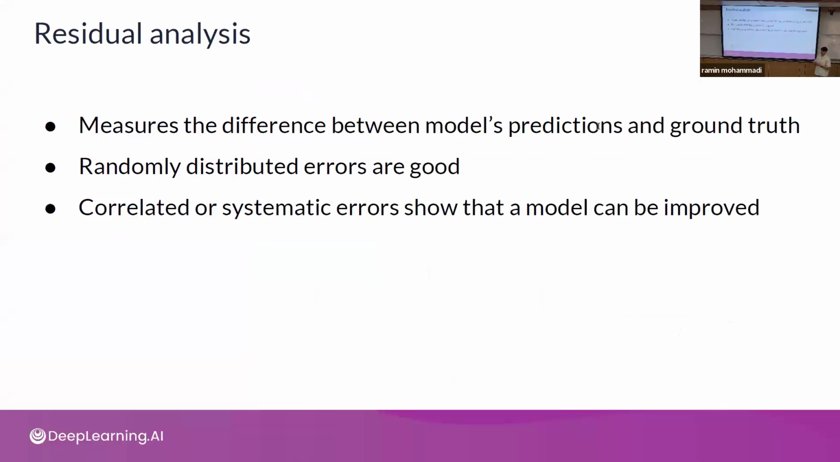The other thing we're going to talk about is residual analysis. Residual analysis is basically focusing on your model's predictions and the errors that the model has. Okay, so the first thing about error is, again, randomly distributed error is a good sign. If you're looking at the error of your model and it's just random, it's a good sign. If there is some sort of correlation or systematic error that you can see in the result, that's normally not a good sign.